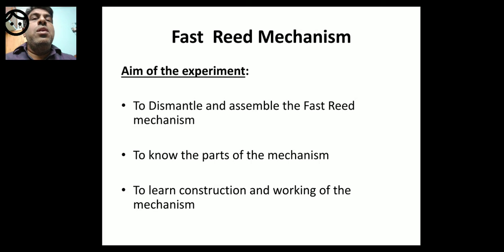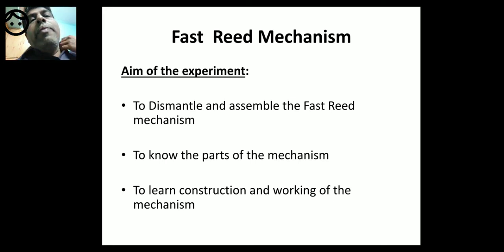The warp is delivered into the weaving area by the let off mechanism, or the warp is fed to the weaving area by the let off mechanism. So in the let off mechanism there are two types of let off mechanisms present. One is negative let off mechanism and the other one is positive let off mechanism.